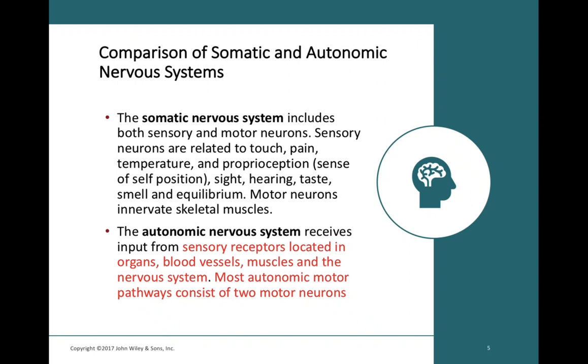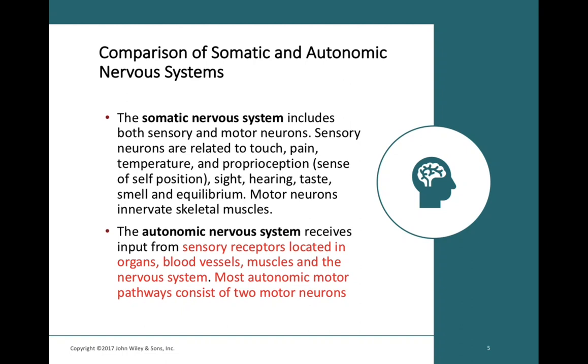Now the autonomic nervous system is a little different. The autonomic nervous system is also going to include sensory and motor neurons. However, the sensory neurons are going to carry information from our different visceral organs and blood vessels that can be found within our bodies.